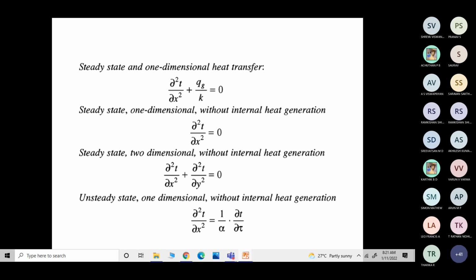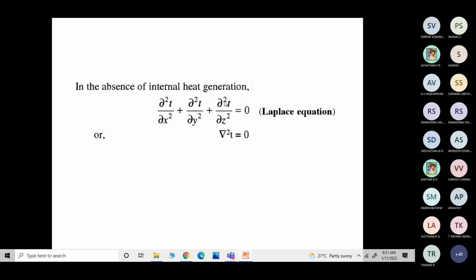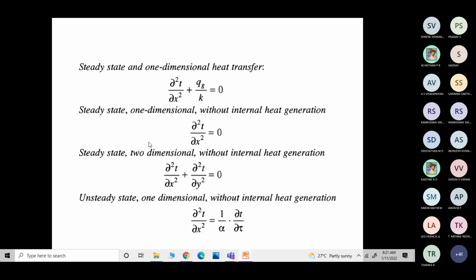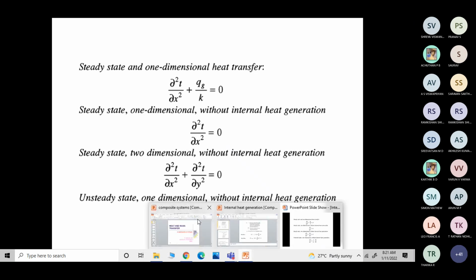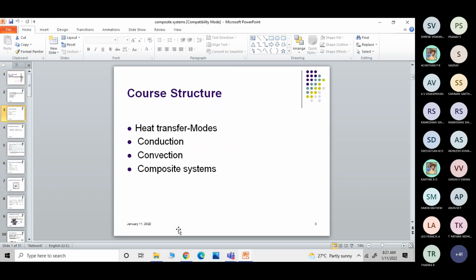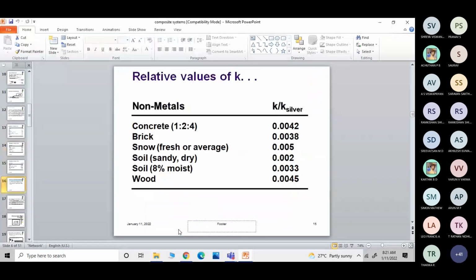And for one dimensional steady state heat transfer with internal heat generation, the equation becomes ∂²T/∂x² plus qg by k equal to 0. For one dimensional, we neglect the y-axis and z-axis and consider only the x-axis. And for one dimensional steady state without internal heat generation, the equation becomes ∂²T/∂x² equal to 0. From this we got the expression in the last class. I don't know how many of you saw it, but I derived one expression.